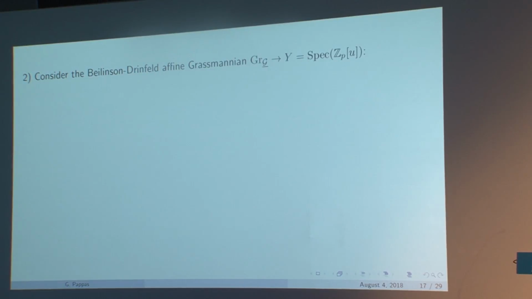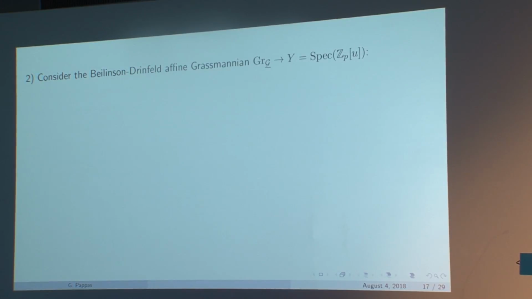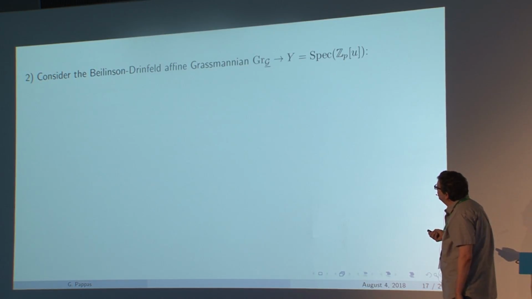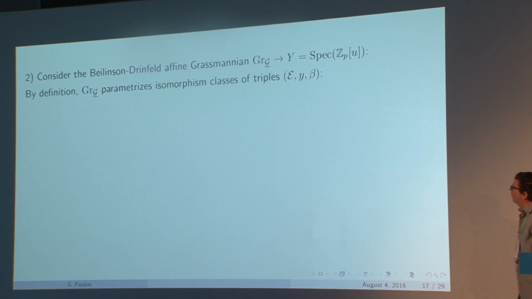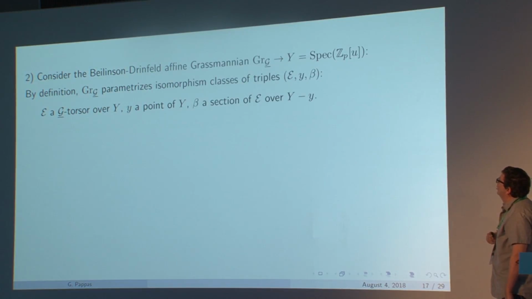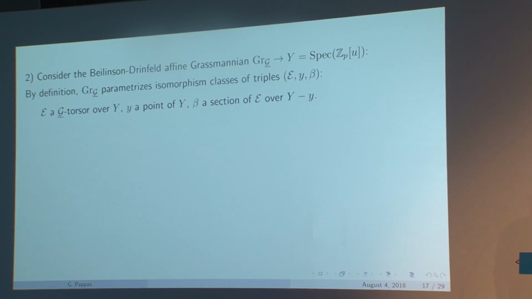Okay, the second step is we look at the Beilinson-Drinfeld affine Grassmannian over this affine line. Now this is maybe, for a number theory seminar, a tough sell, but let me explain this. It parameterizes isomorphism classes of triples where you have a torsor over Y, a point of Y, and a section of the torsor, so a trivialization of the complement of that point. I'm being a little vague here. I'm not writing exactly the functor represented, just giving you the idea.